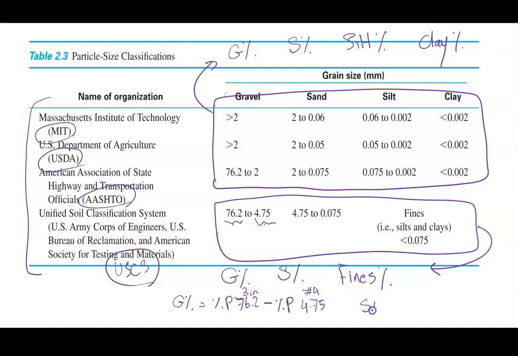Or percent of sand is percent passing from upper limit minus percent passing from lower limit. So it's percent passing from sieve number 4 minus percent passing from sieve number 200. And the amount of fines is equal to percent passing from sieve number 200.